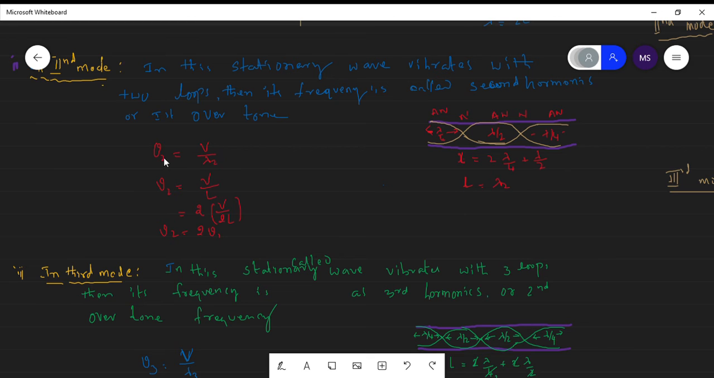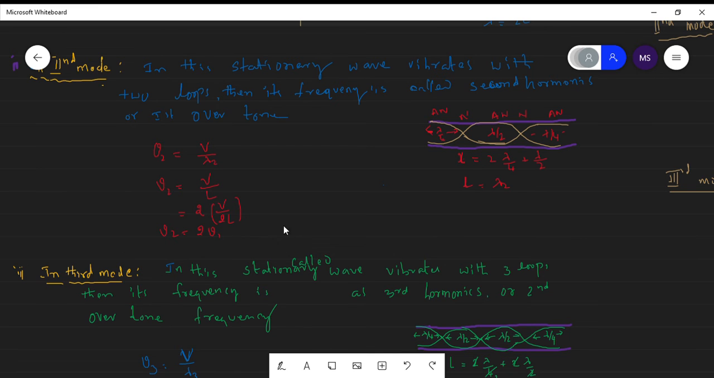So nu2 is equal to v by lambda2, nu2 is equal to v by L. Multiplying and dividing by 2, we get 2 into v by 2L. Here v by 2L is the fundamental frequency, so nu2 is equal to 2 into nu1. This frequency is known as the second harmonic frequency and the first overtone frequency in the open pipe.